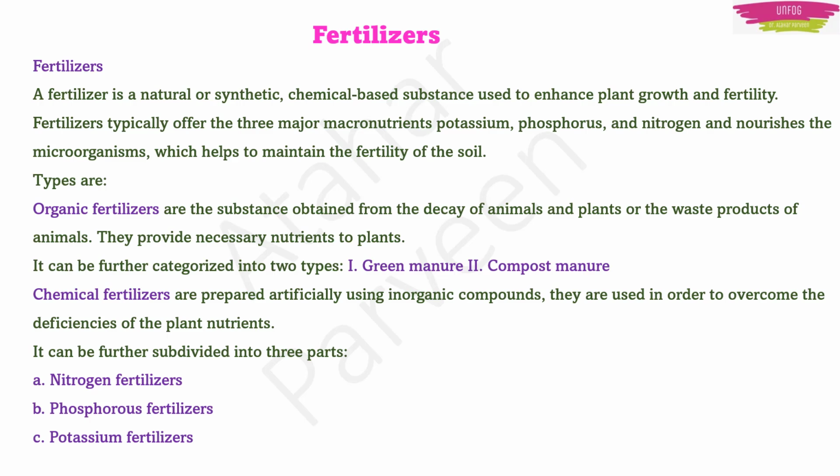There are two types of fertilizers. One is organic fertilizer, the other one is chemical fertilizer. Organic fertilizer is a substance which is obtained from the decay of animals and plants or the waste products of animals. They provide necessary nutrients to plants. Further, organic fertilizers are classified into two types. One is green manure, the second one is compost manure.